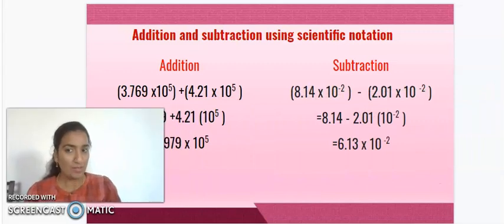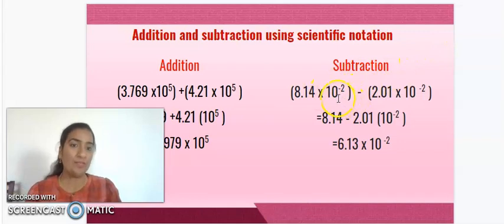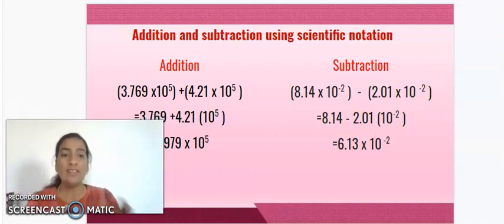Now for subtraction, it's the same case. First we have to see the power. It's 10 to the power minus 2 for both numbers. So 8.14 into 10 to the power minus 2 minus 2.01 into 10 to the power minus 2. In this case, we just subtract the coefficients and rewrite the exponent, and the final answer will still be expressed in scientific notation.